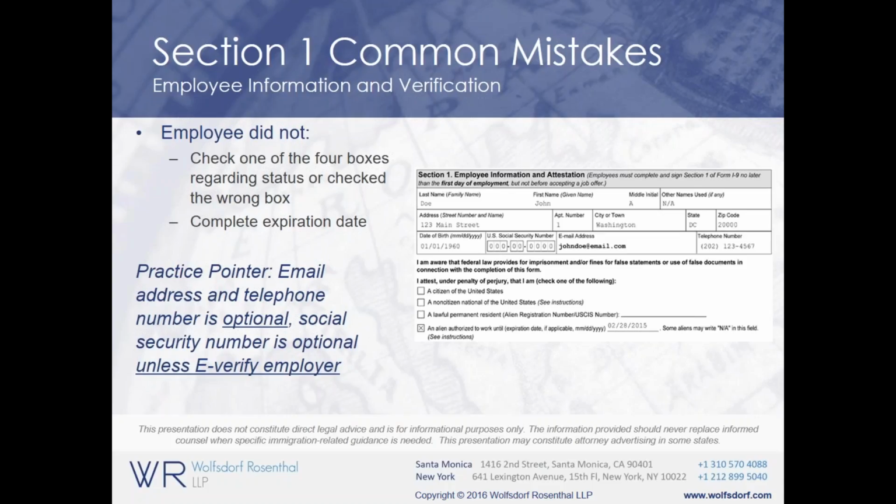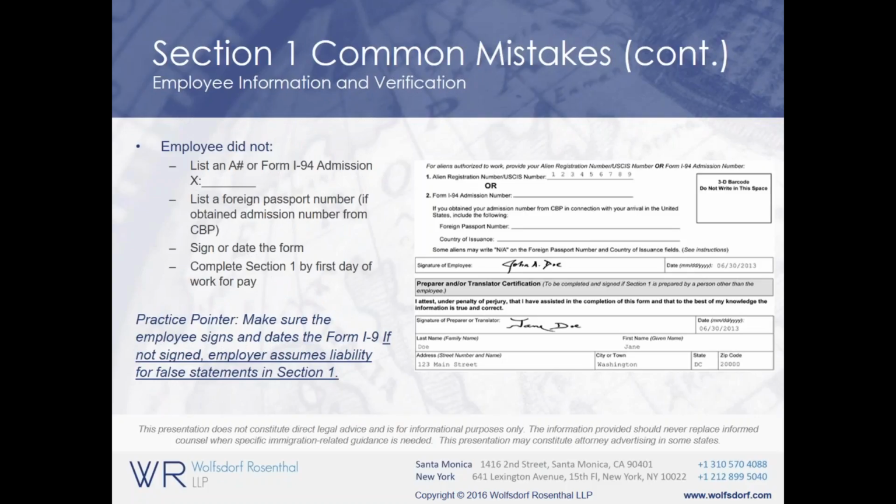Security number filled out. Other common mistakes: the employee often does not list an A number or their Form I-94 admission number. They may list a foreign passport number. You have to make sure that they sign and date the form. They also must make sure they complete Section 1 by the first day of work for pay. So this needs to be something you get onto them about on that first day or before. Make sure they fill out all of these sections.